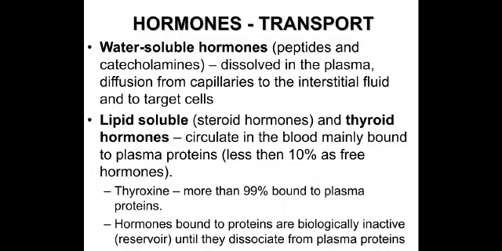The hormones are transported either water soluble or lipid soluble. The peptides and catecholamines are dissolved in the plasma. They diffuse from capillaries into the interstitial fluid and to the target cells. Steroid hormones are lipid soluble. They circulate in the blood mainly bound to plasma proteins, with less than 10% in free form. Thyroxine is more than 99% bound to plasma proteins. Hormones bound to proteins are biologically inactive. They act as a reservoir until they dissociate from the plasma protein. It can be cortisol binding globulin.